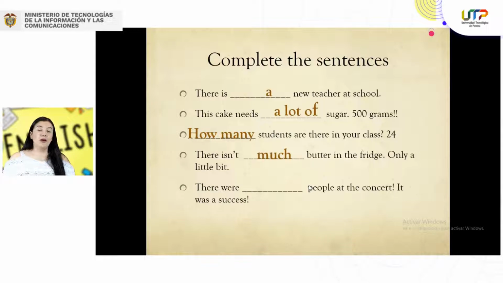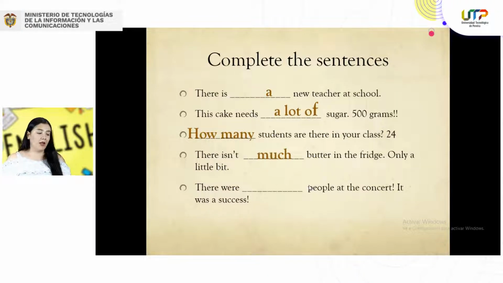Y el último ejemplo que yo voy a ayudarles a hacer es el siguiente. There were, y después tenemos people at the concert. It was a success. Recuerden que primero analizo ¿qué es el sustantivo? ¿Es contable o no contable? Entonces debo analizarlo. People. Recuerden que sí puedo contar personas. Es decir, there were, and we got different examples.